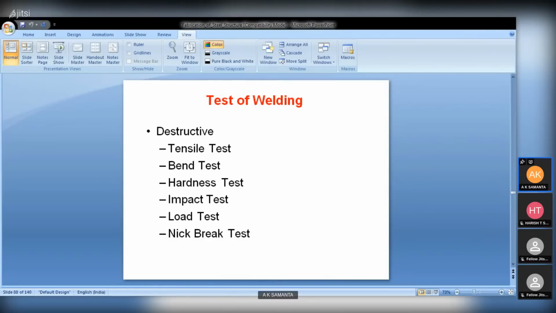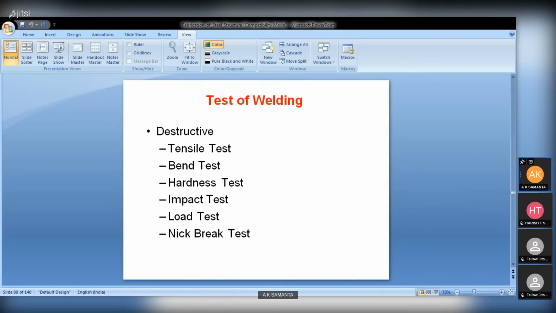Then load test is another test, where sometimes we put a load on the welded position. Normally it is carried out on a prototype, not on the actual welded member to be fitted in the structure. So before actual structural fabrication, some specimen is welded and subjected to load and strain to check whether the welded position will be able to take the load or not.